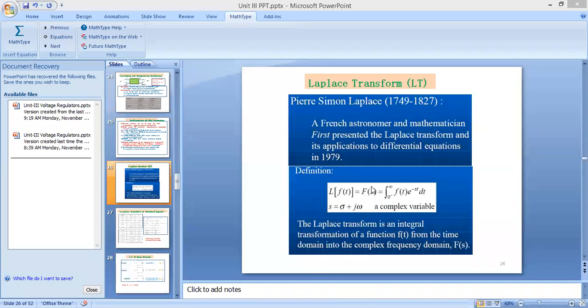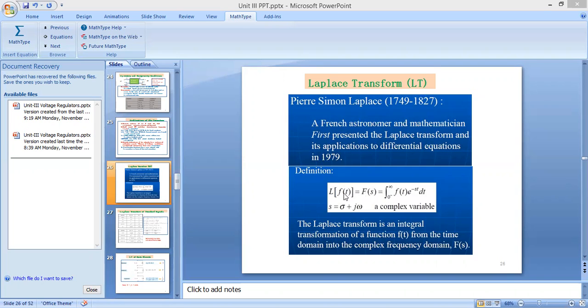So in today's session, we have to study the Laplace transform, which was derived by Pierre-Simon Laplace. The Laplace transform is an integral transformation of a function which can transform the time domain into a complex frequency domain. It means that by using the Laplace transformation, we can solve differential equations and convert the time domain into a frequency domain.